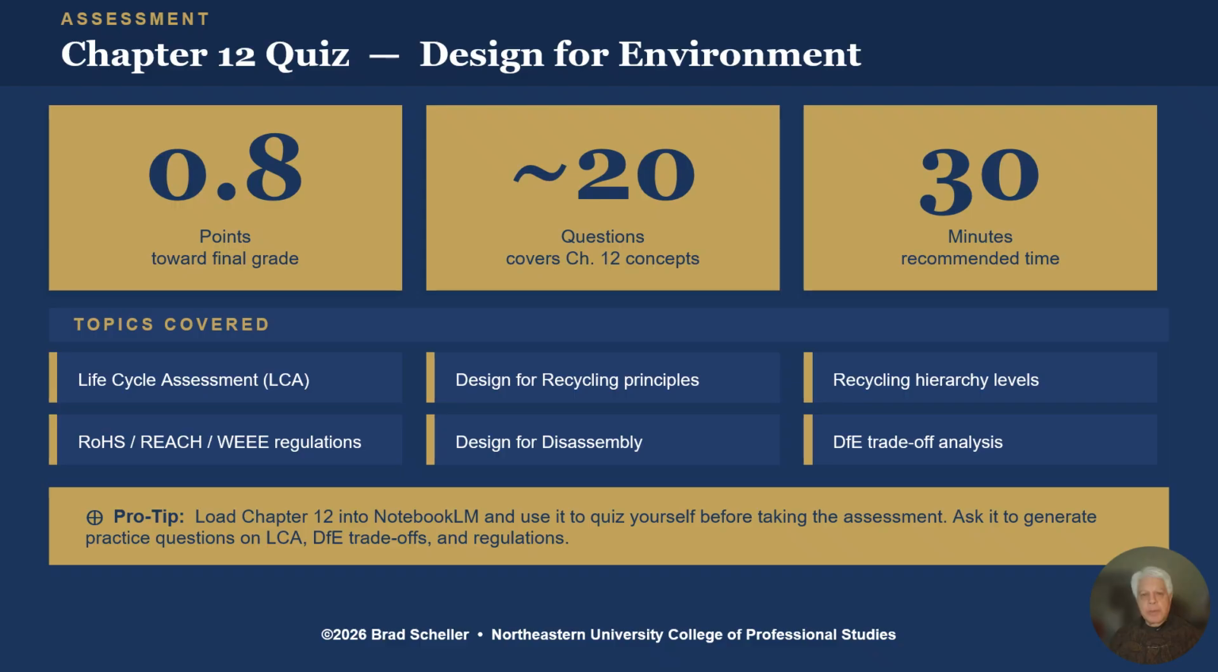So, a quick note on the quiz. As always, it's worth 0.8 points, small relative to the research findings deliverable, but it compounds with the other week-by-week quizzes to represent about 10% of your final grade. So it's easy points, don't skip it. The quiz covers six topics: life cycle assessment methodology, design for recycling principles, the recycling hierarchy levels I mentioned a short time ago, the key EU and US regulations, and design for disassembly and trade-off analysis.